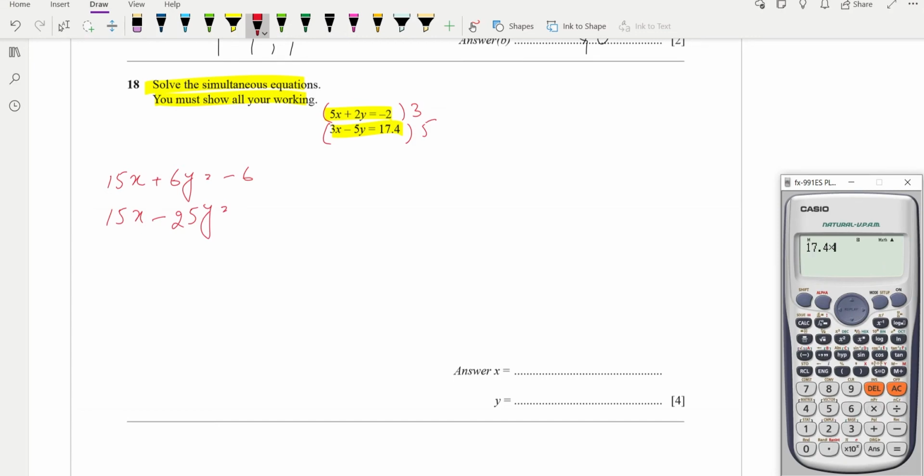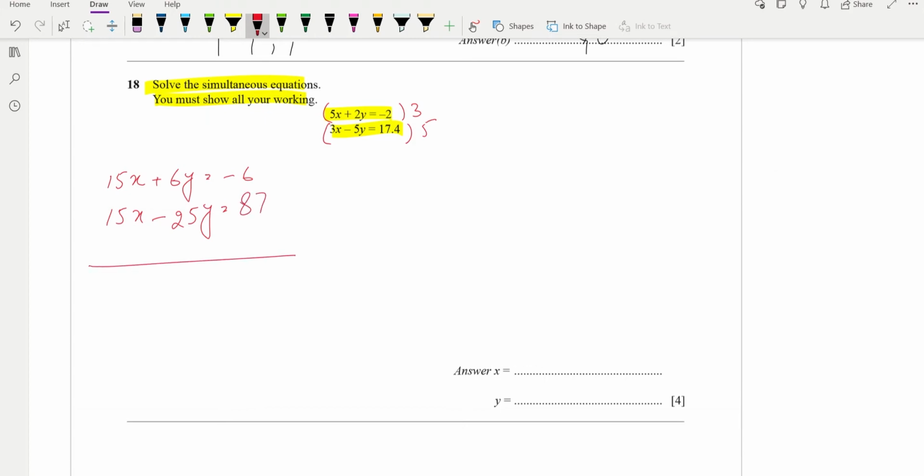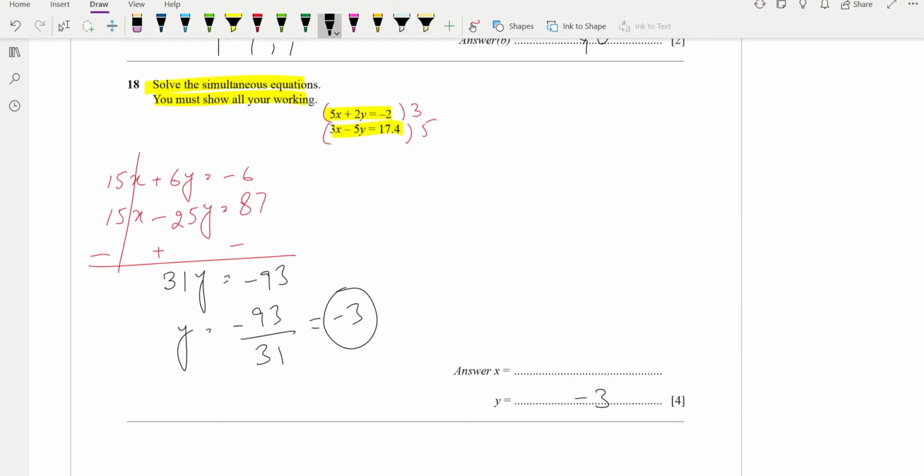17.4 will be multiplied by 5 will be equal to 87, and now we can subtract, change sign and cancel this one, and we will get 6 plus 25 will be 31. Y is equal to minus 6 minus 87 will be minus 93. So y is equal to minus 93 over 31, which is equal to minus 3. So y value is minus 3, we can provide y value, and x value we can calculate.